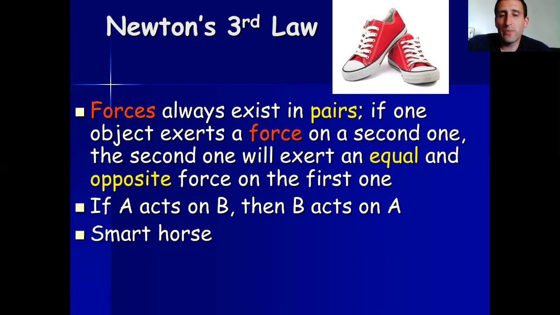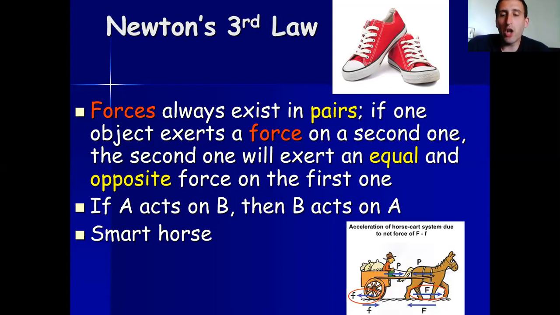Newton's third law, force pairs never act on the same thing. A is acting on B. B is acting on A. They're acting on different things. So in order for the horse to move the cart, he just has to pull harder forward on the cart than the friction force pulls backwards on the cart. And as long as he can pull harder than the friction force can, he'll be able to move the cart.